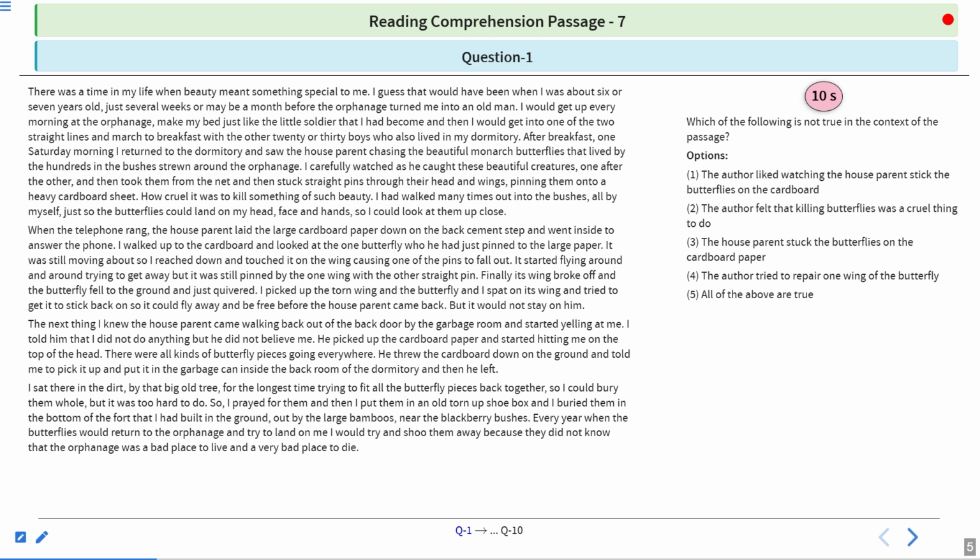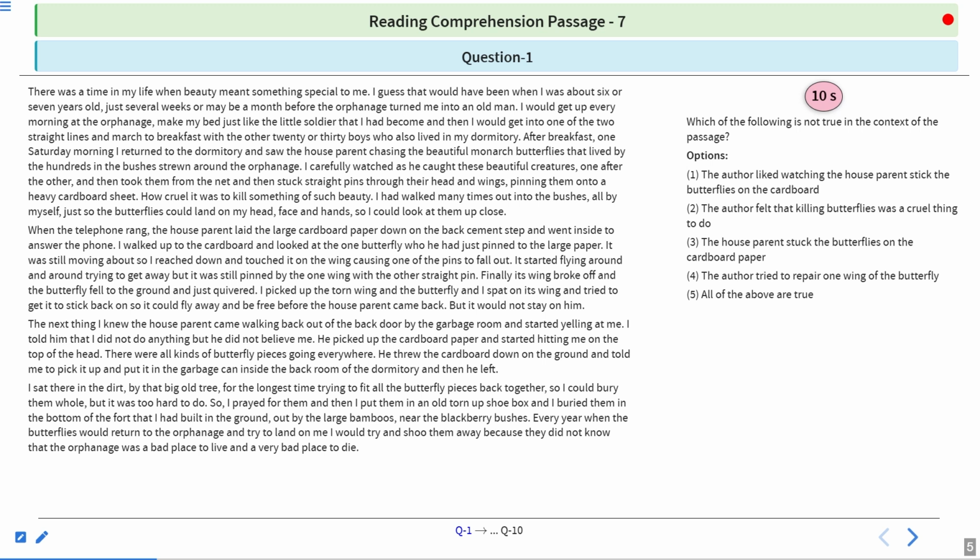When the telephone rang, the house parent laid the large cardboard paper down on the back cement step and went inside to answer the phone. I walked up to the cardboard and looked at the one butterfly which he had just pinned to the larger paper. It was still moving about, so I reached down and touched it on the wing, causing one of the pins to fall out.